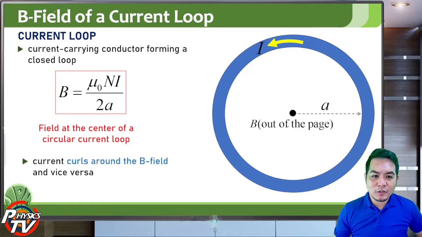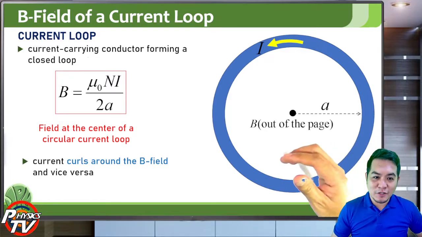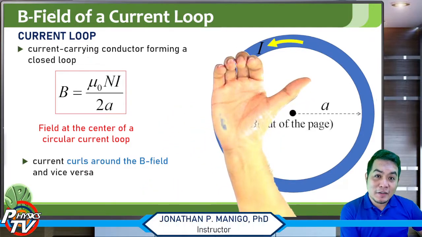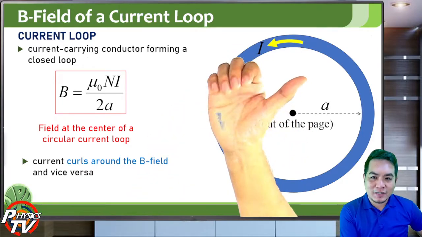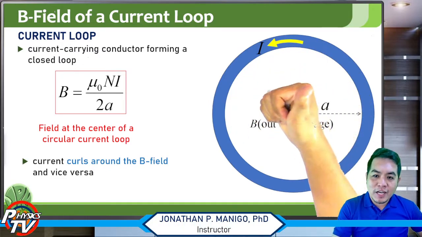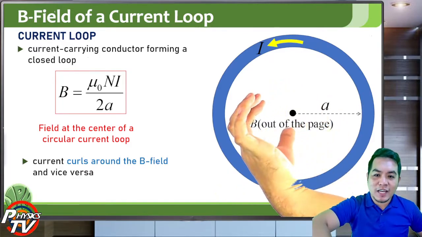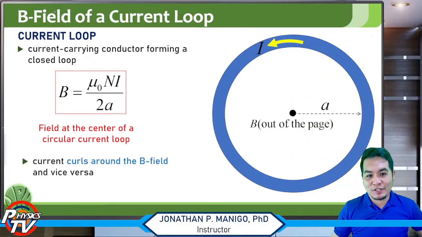Similar to magnetic field curling around the current, a current also curls around the magnetic field. So that's a vice versa relationship. If this is my direction of the current, my thumb, this is the direction of the magnetic field. If this is the direction of my magnetic field, then this is the direction of my current. In this case, the current is in this direction, it's counterclockwise. Therefore, the direction of the magnetic field is out of the page. In the event that the current is clockwise, then the magnetic field is into the page.